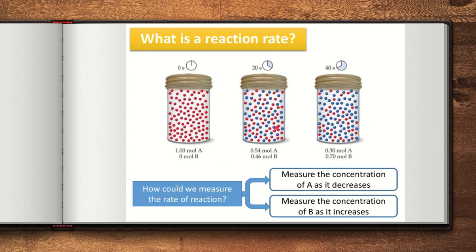At 20 seconds, some of your reactants have turned into products, but not all. And then at 40 seconds, you've got more products than you have reactants. So we can measure one of two things. We can measure how fast the red is reducing over time, or we could measure how fast the blue is being produced over time. Both are valid ways. It would depend on how easy it was to measure both.